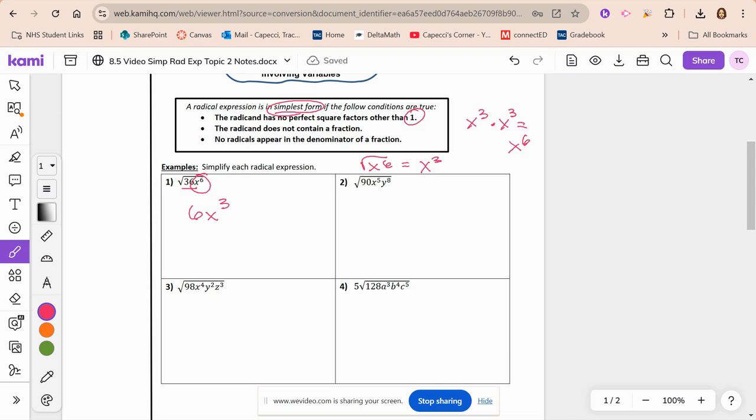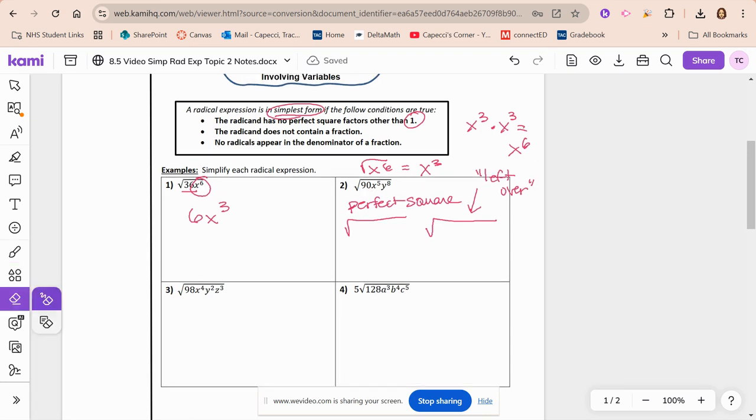Okay, let's look at our next one. Now we know that 90 is not a perfect square. So the first thing I like to do is break it up into 2 nice long radical signs. And this is going to be our perfect square radical sign. Everything that goes under there is going to be a perfect square. And this one's going to be what I call just our leftover. What is not a perfect square?